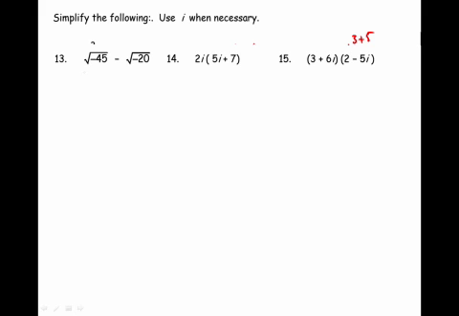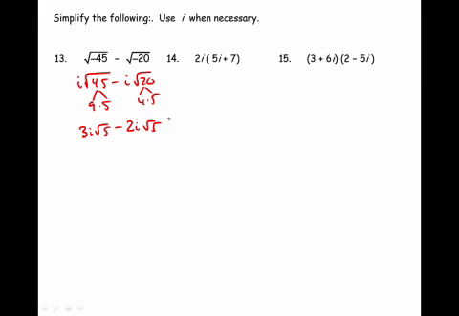Number 13, factor out your i's. Simplify your radicals. So this becomes 3I root 5 minus 2I root 5. And now because both of them have an I root 5, it's like terms. So 3I root 5 minus 2I root 5 is going to be 1I root 5. Or simply said, just I root 5. Because 3 minus 2 is 1.